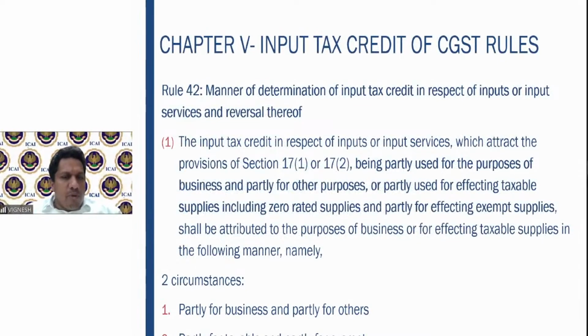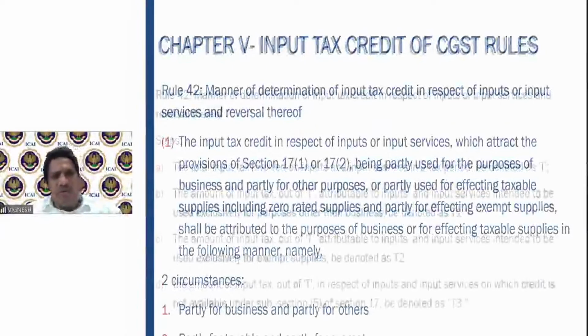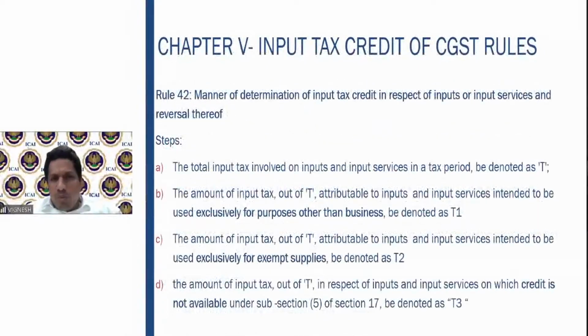What are the main important things you have to keep in mind here? Inputs which are used for business and non-business, and inputs which are used for taxable and exempt supplies. These two situations are there. In both these situations, rule 42 will be applicable. How do you calculate as per rule number 42? First, take the total input tax. Total input tax includes everything, whether it is blocked or eligible. So that is T. Then inputs used exclusively for purposes other than business, that is T1. Exclusive for exempt supplies is T2. Then T3 is your blocked credit.